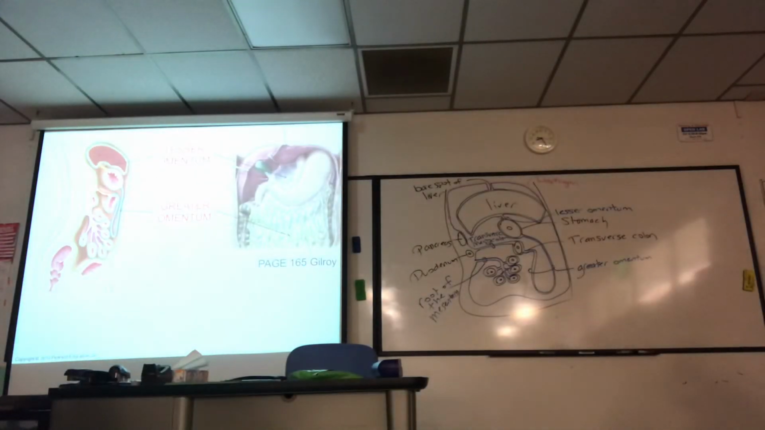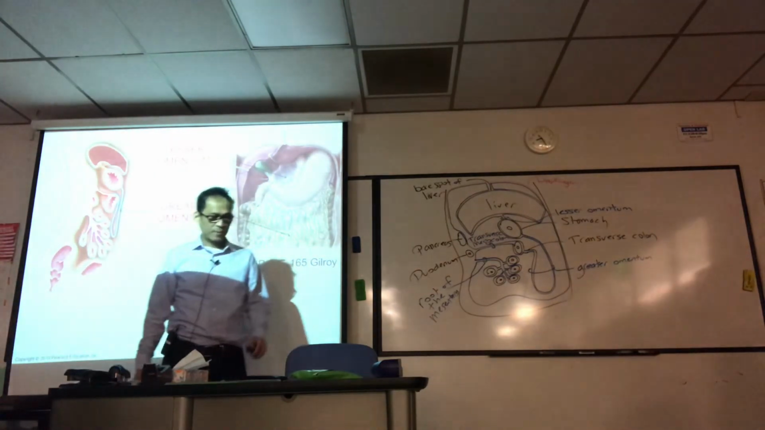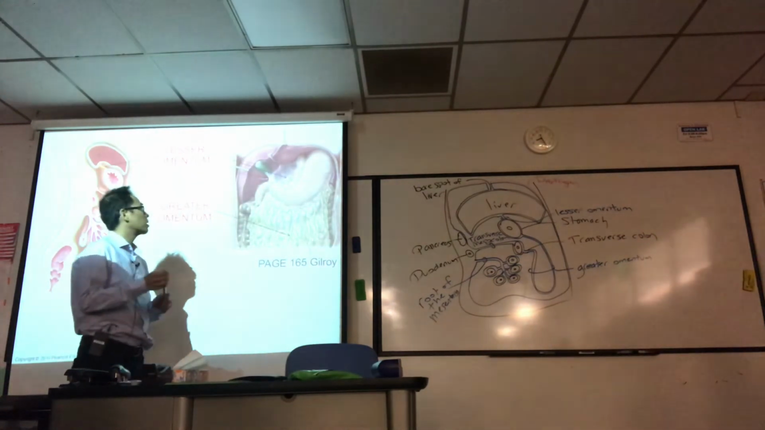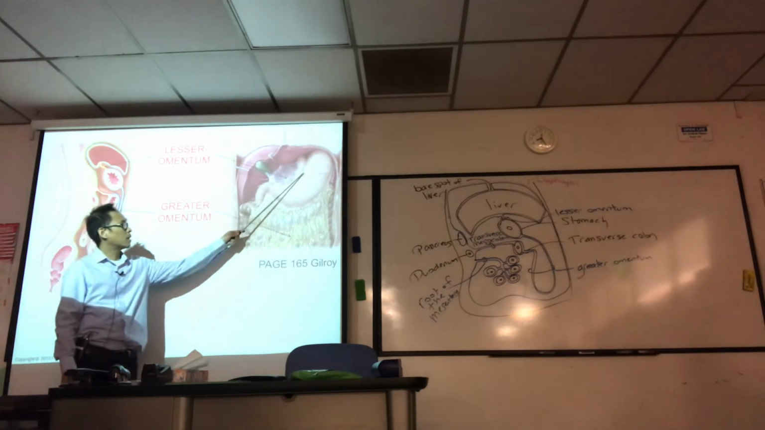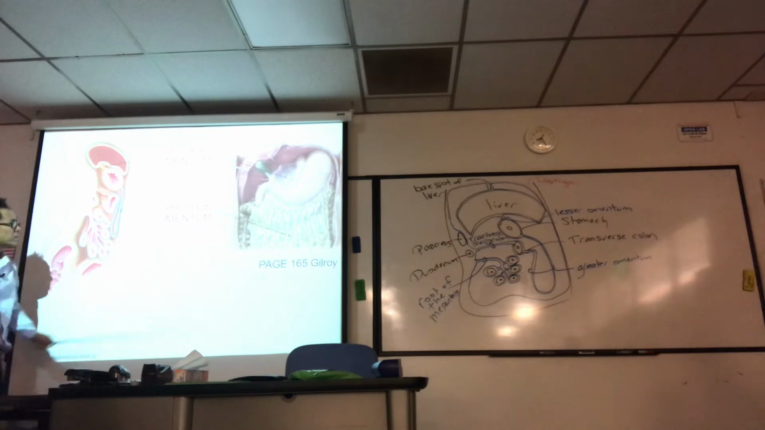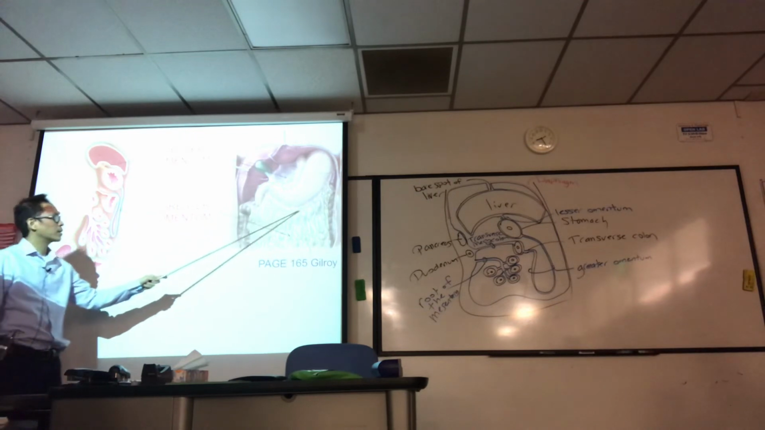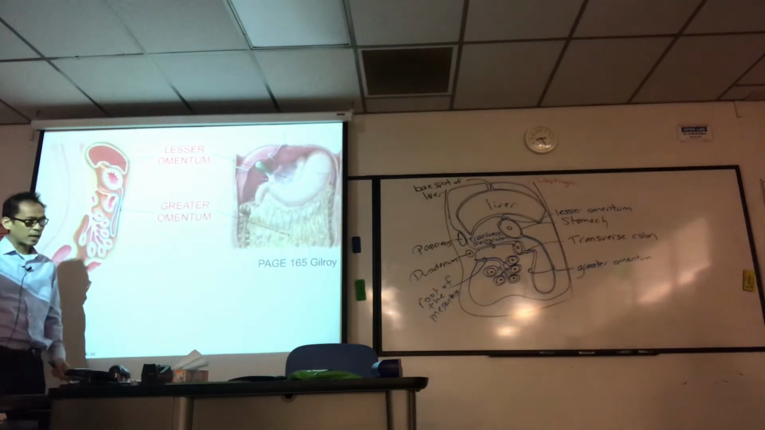Like, for example, here. Lesser omentum, greater omentum. They're named after their attachments to the stomach. Now, the stomach has these curvatures called the lesser curvature, attached to the lesser omentum, the omentum between liver and stomach, and then the greater curvature has attached to it the greater omentum, which forms an apron over the intestines there.